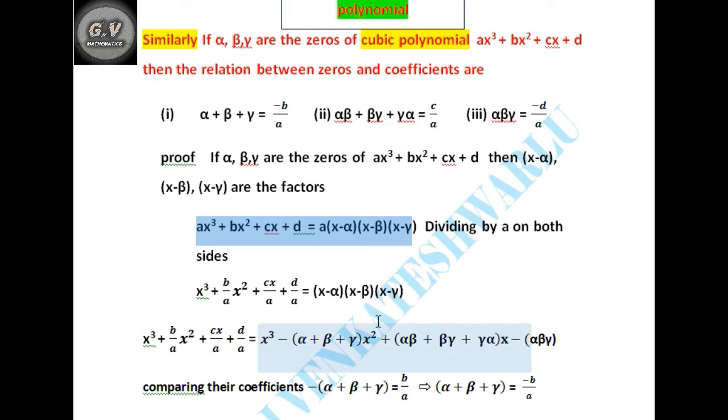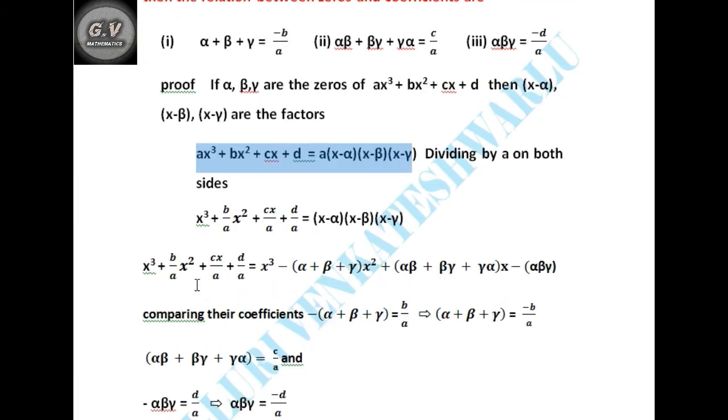Simplification of the product of these three is as follows. Here, comparing the coefficients on both sides, LHS and RHS. Look here, the x cube terms are both equal. Now comparing the x square coefficients.